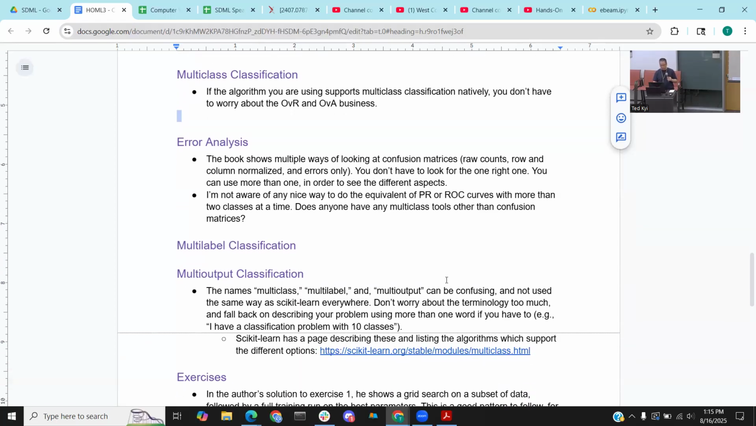I made a note that the confusion matrix gets bigger when you have 10 classes, right? It's a 10 by 10 instead of a 2 by 2. And they show different ways that you can look at it.